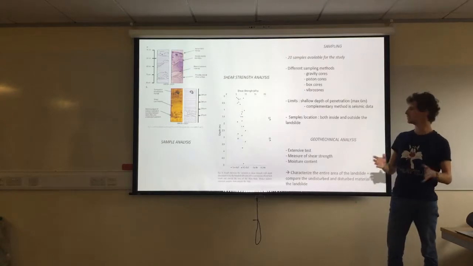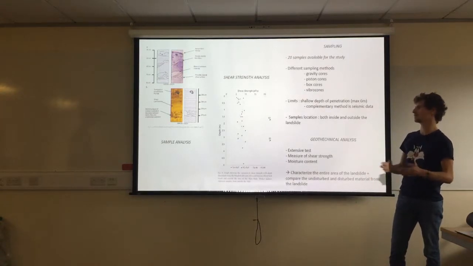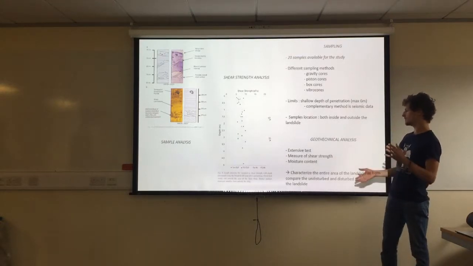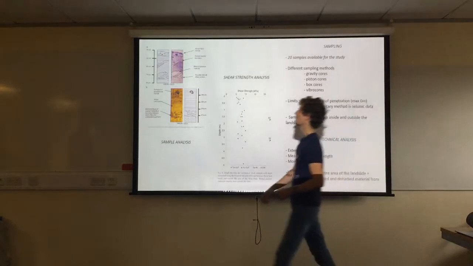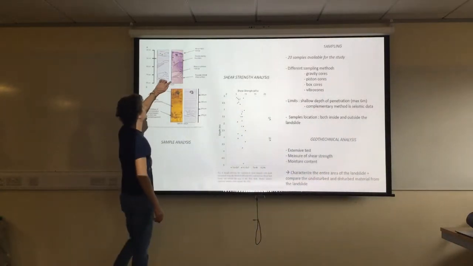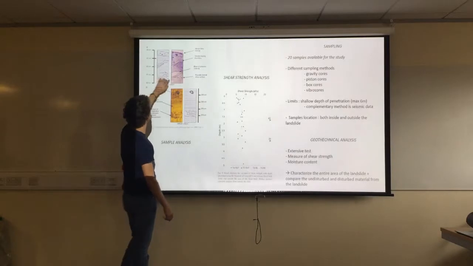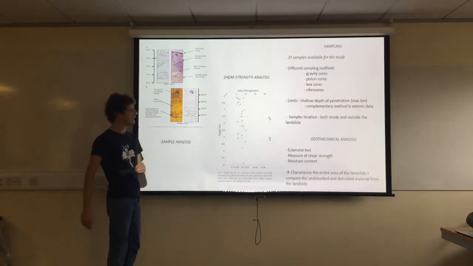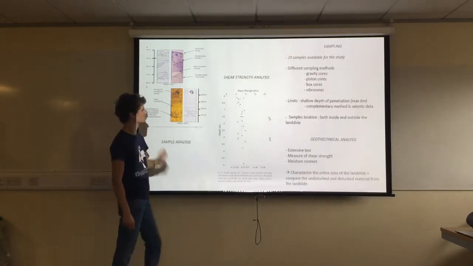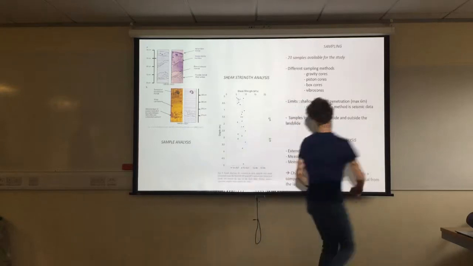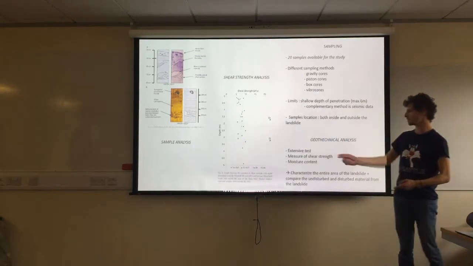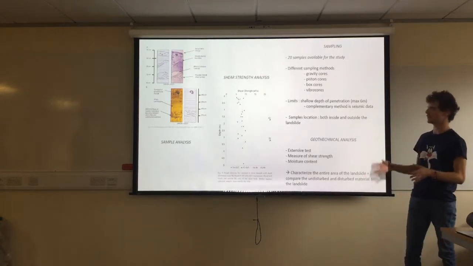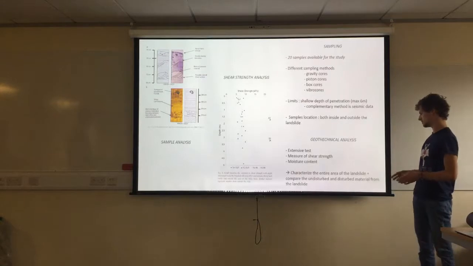By sampling rock samples outside and inside the landslide, we can characterize the entire area and distinguish some of the main geologic features of the landslide. So this is a figure that shows the different characteristics of the surface deposits. And they also performed some shear strength analysis, so geotechnical analysis with extensive tests, shear strength analysis, and moisture contents, to know if there are some differences between undisturbed and disturbed material from the landslide.